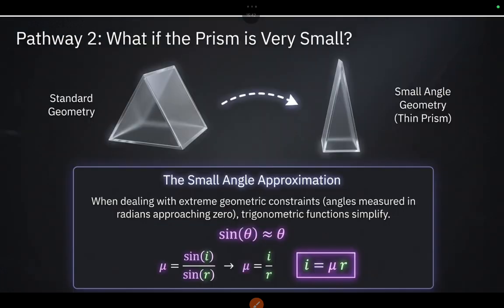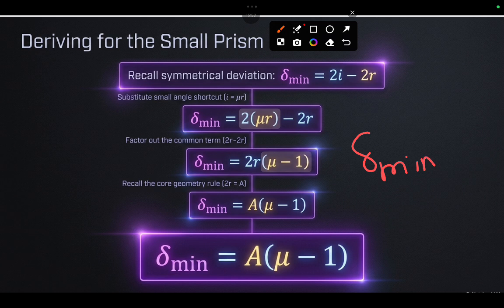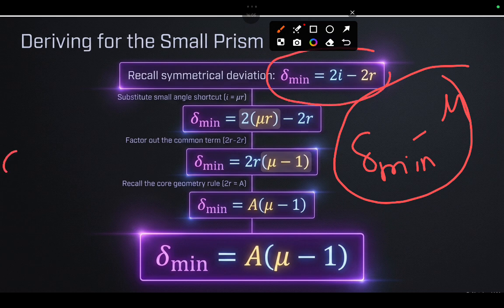If the prism is very small or thin, then in place of mu equal to sine i by sine r, we should consider just mu equal to i by r. Now the concept is how delta minimum is related to refractive index. For that, let us consider delta minimum. Previously we saw delta minimum equal to i plus e minus (R1 plus R2).